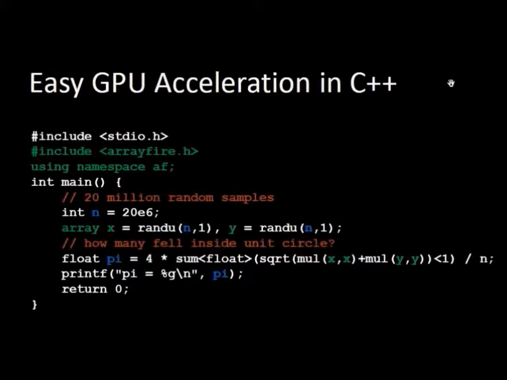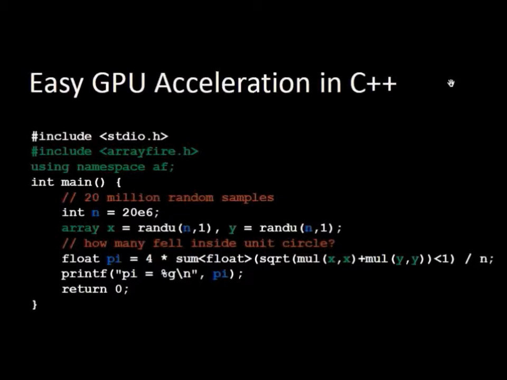So this code shows, again, just a simple algorithm, and we're going to show the syntactic flavor of ArrayFire. So you simply include one header file, and there's one namespace, the AF namespace, that you can use. And then you have access to a new data type in C++ called array. And you can define arrays. So here we're defining in green the X and Y arrays, which are randomly sampled vectors on the GPU. There are 20 million samples in each of those vectors.